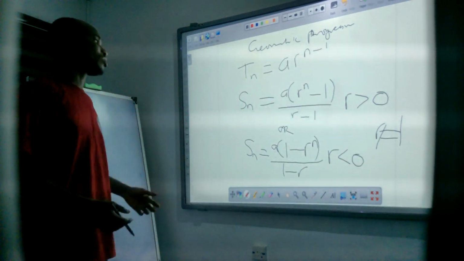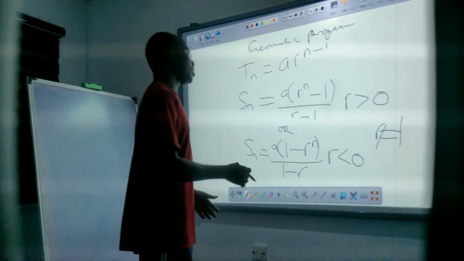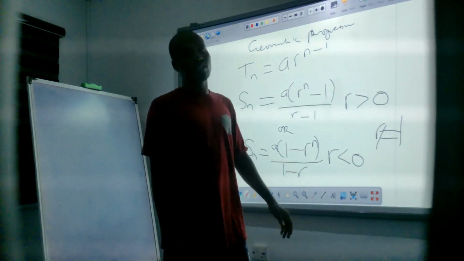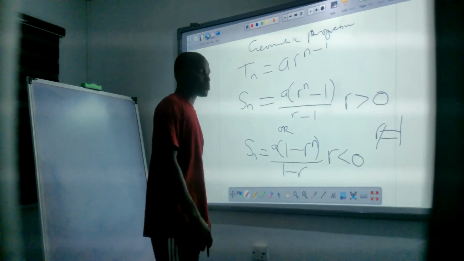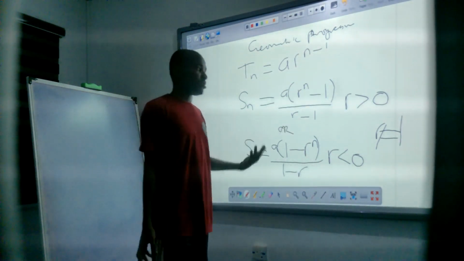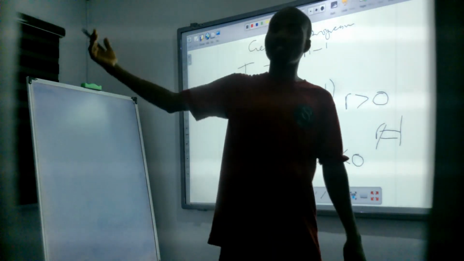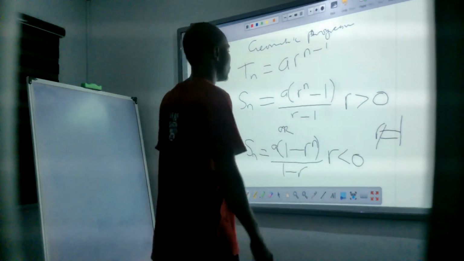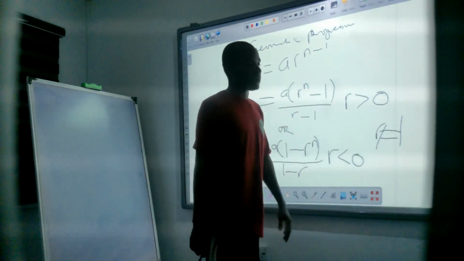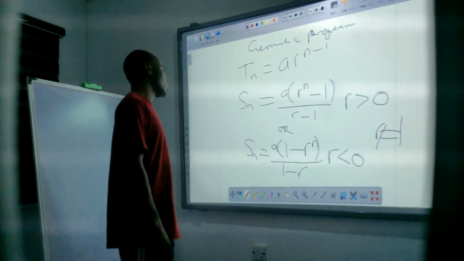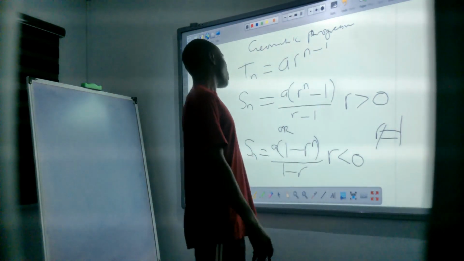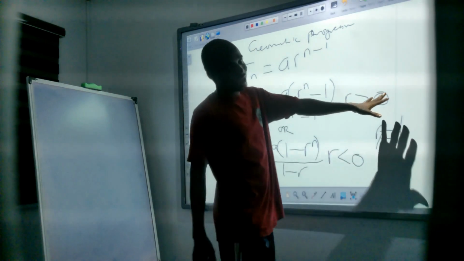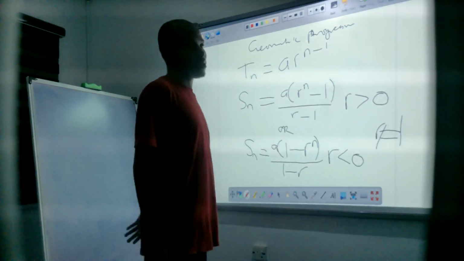R cannot be equal to 1 rather. It can be 0, but r cannot be 0 or 1. If r is 1, it will be the same number repeated. And if r is 0, you are not forming any sequence, you are forming a 0, 0, 0 sequence. So common ratio cannot be 1, because you would have the same number repeated.